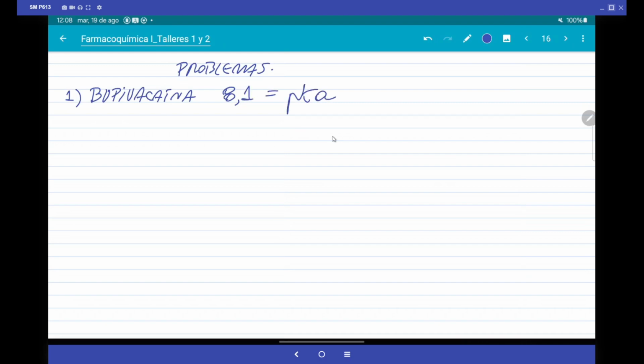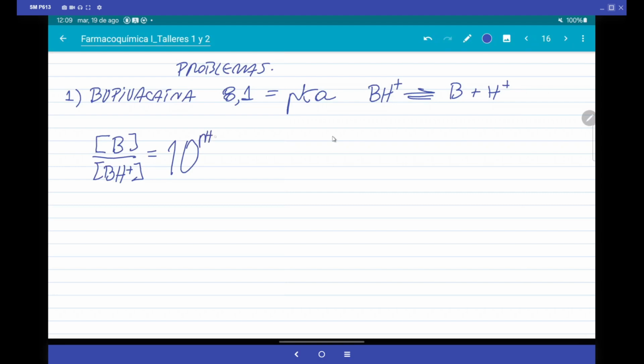Therefore, the balance that we are seeing here is the balance B plus H+, then we would have the equation in the following way. The neutral form goes in the numerator, divided by BH+, the ionic form, is equal to 10 raised to pH minus pKa.